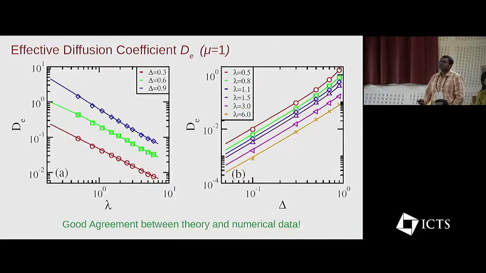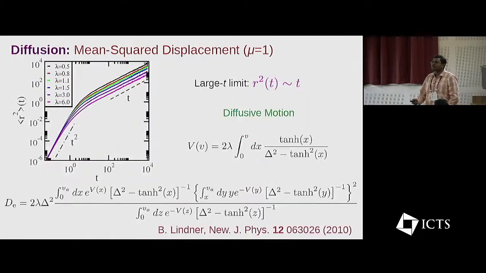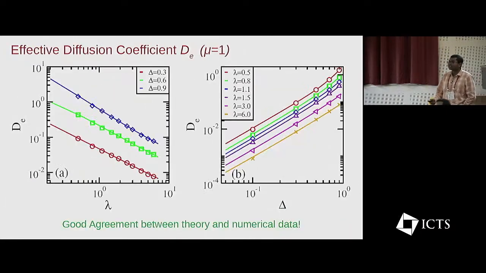Here are the numerical data for the effective diffusion constant D_E. These data points are numerical data, and the solid lines are the solution of this equation for different values of lambda and delta. Here our numerical data is again in good agreement with the analytical theory.